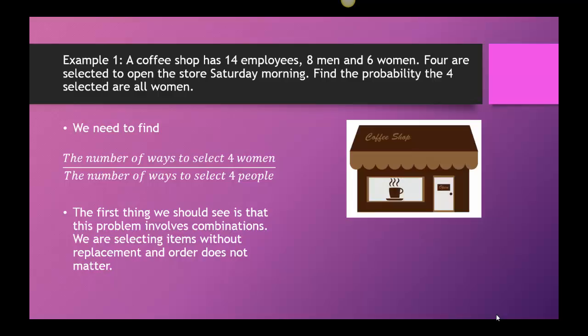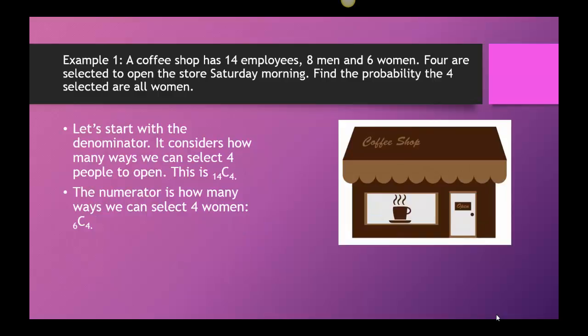We need to first see that this problem involves combinations. When we're doing our selection, we're not going to replace the people, and the order that we choose the people doesn't matter, so that makes it a combination. Okay. So let's start with the denominator. We have 14 people altogether, and we're choosing 4, so I'll have a combination of 14 choose 4.